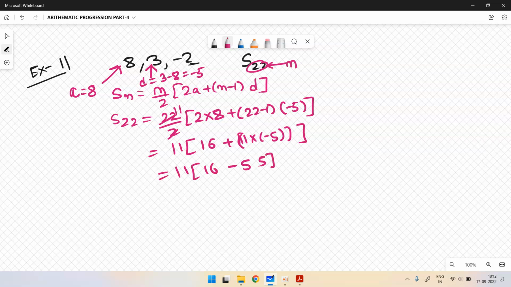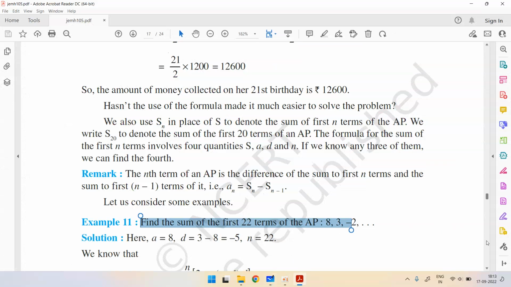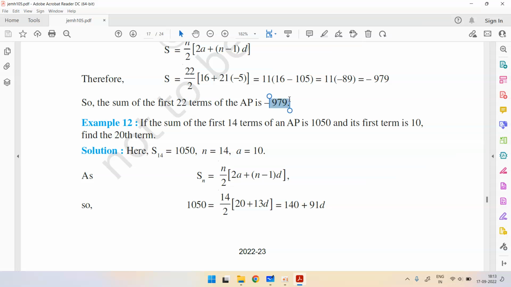What is 16 minus 55? It is minus 39, and 11 is outside. So 39 into 11 is 429, and the answer is minus 429. You can see that the sum is negative because this is a decreasing arithmetic progression, AP.